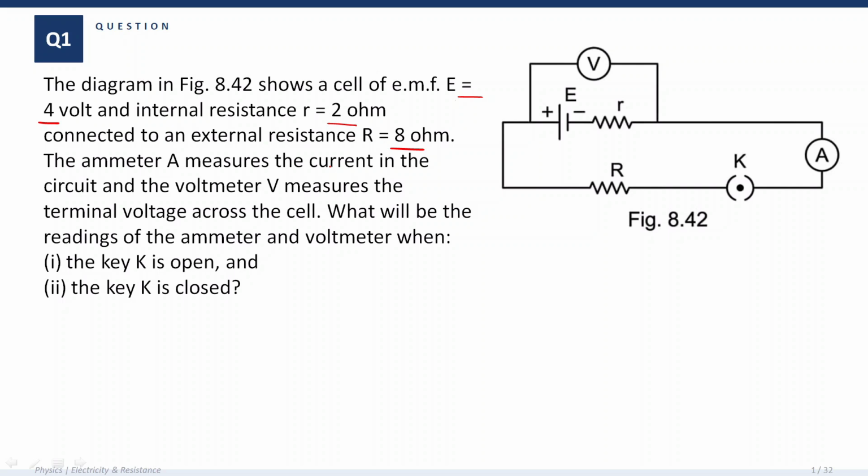As we know, when the circuit is open, no current flows through it. So when the key is open, the circuit is incomplete. You will write I equal to 0. Ammeter reads 0. And the voltmeter reads, so next he asks terminal voltage. Well, when the circuit is open, the electromotive force of the cell is equal to terminal voltage. So we'll write here the terminal voltage V equal to 4 volt.